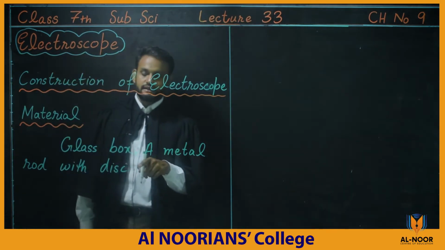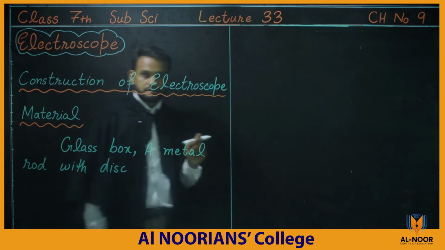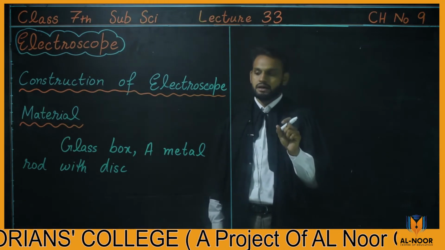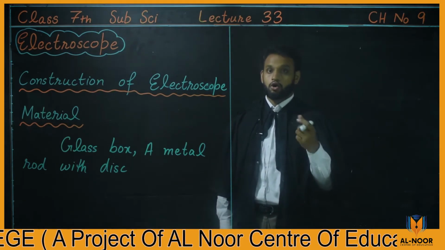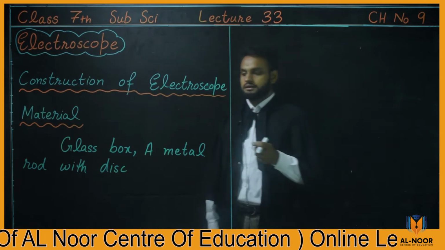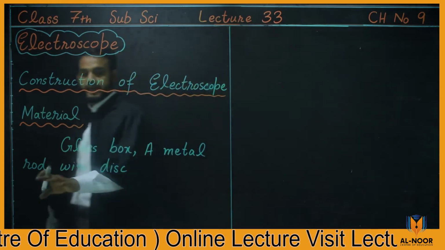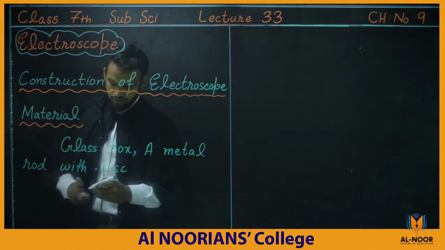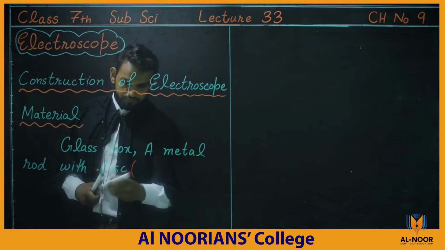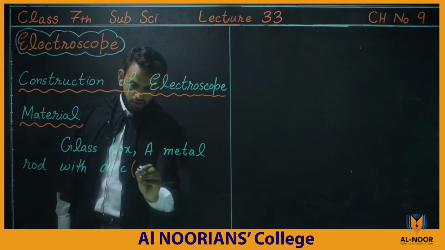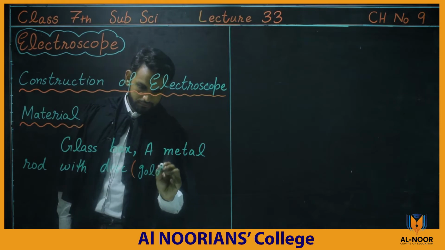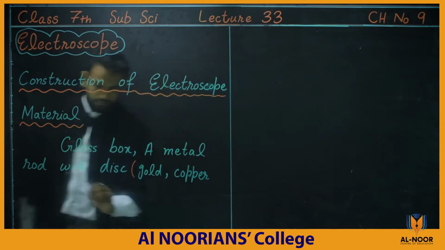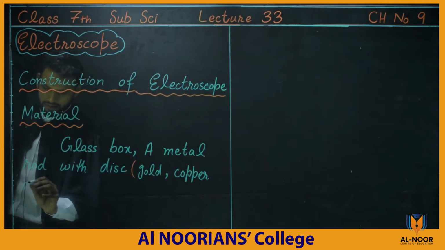You should remember that metal rod and disc have the same nature, maybe it is of iron or copper or silver or gold. So both metal rod and disc have the same nature. Here we write that it may be of gold, copper, or silver.